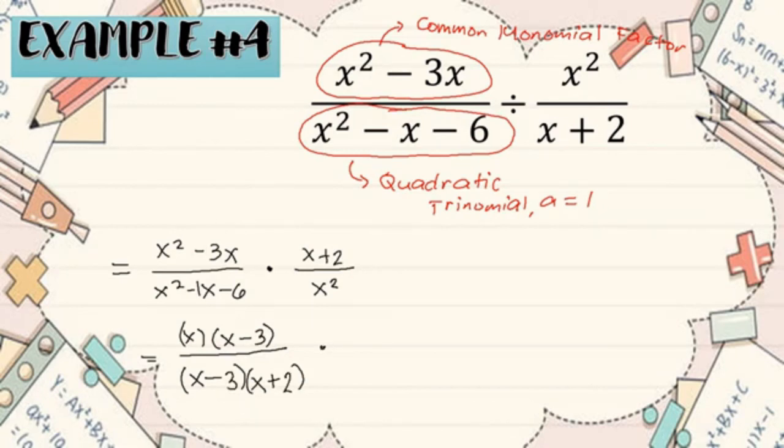Then proceed to the next one, x plus 2 divided by x squared. Now you're going to think of something that you're going to cancel. Here, we could cancel x plus 2 and x plus 2, x minus 3 and x minus 3, up and down. Here we could still cancel x squared and x because they have x as their common term. So x divided by x is 1 and x squared divided by x is x. Therefore, the simplified form of this one is 1 over x. And we will box our final answer.